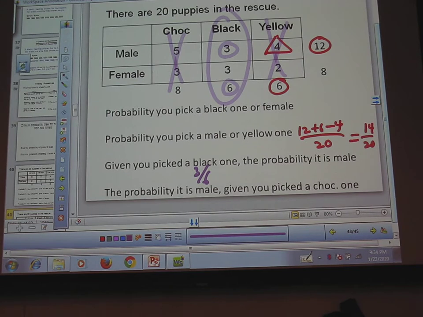Same thing happens with the male or yellow one. There are 12 males and 6 yellow labs, but there's 4 that are getting counted in both categories. That little triangle, the red triangle, they're getting counted in both the male total and the yellow total. So they're getting double counted. You have to subtract off 4 of them, because they're getting counted twice when they should only be counted once. So that ends up being 14 out of 20.